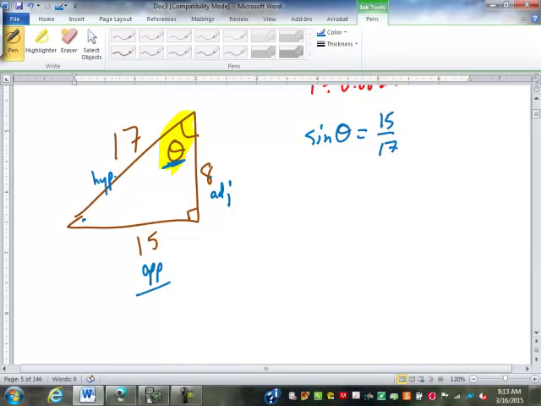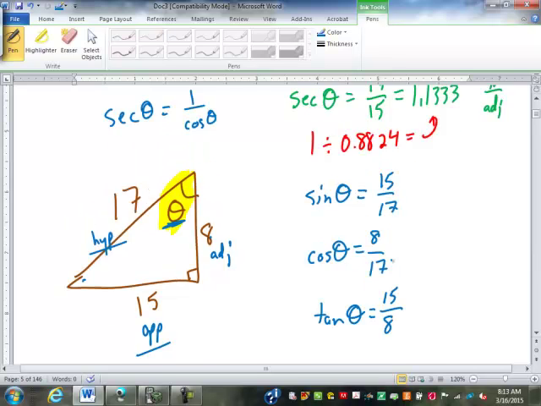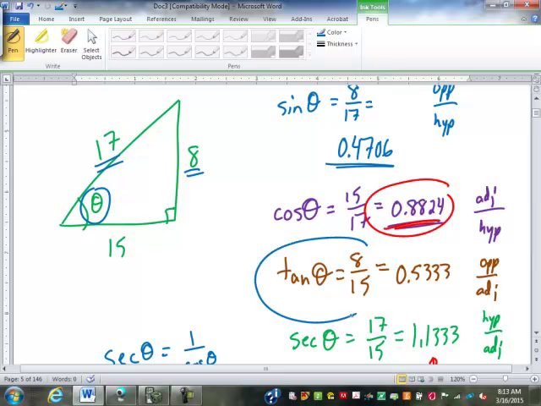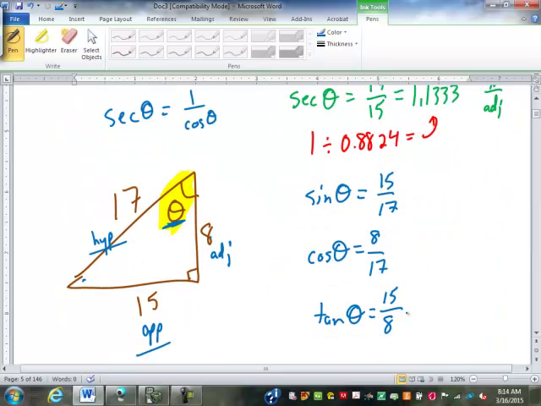Perfect. Opposite over hypotenuse, 15 over 17. Cosine of the angle, 8 over 17. Adjacent over hypotenuse. Tangent, 15 over 8. Opposite over adjacent. If you go back over here, you'll notice in the fractions, this tangent and this tangent are reciprocals of each other.